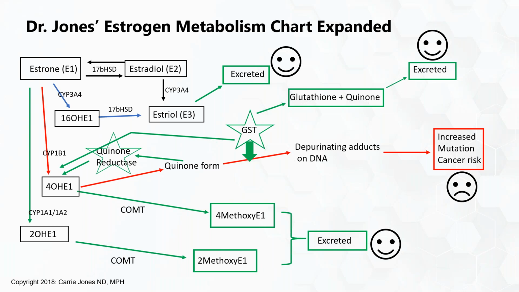Now you will see along that red pathway, there are 2 stop gaps, which we're going to talk about. The first one is quinone reductase, and the second one is GST, which is glutathione sulfotransferase. But I just want to have this slide so you guys have a really clear, easy visual. Follow the green, look for the smiley faces, try not to be on the red, but if you're on the red, look for the green and avoid the frowny faces.